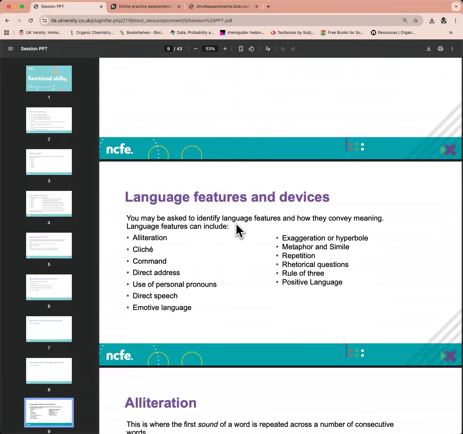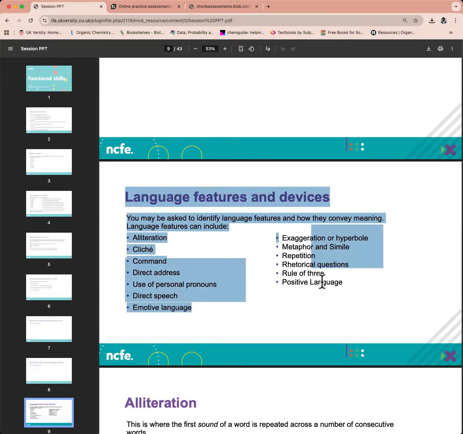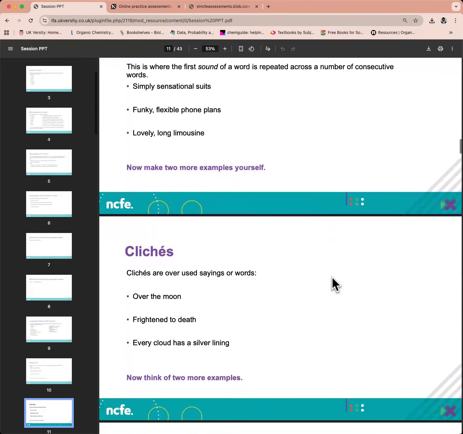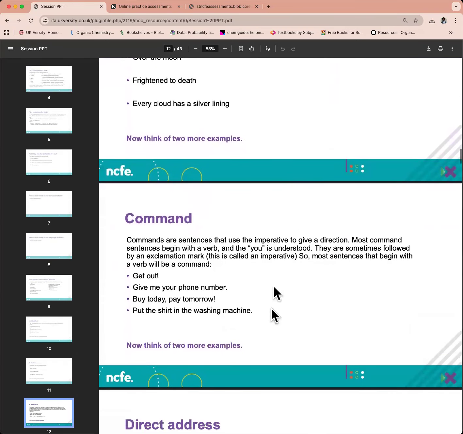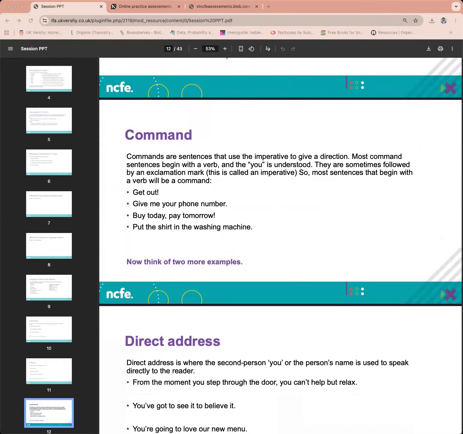Now, there are a couple of things that you look at. These are called language features, and these language features could be alliteration, cliche, command, direct address, use of personal pronouns, direct speech, emotive language, exaggeration, hyperbole, things like that. Now, what is the rule of three? You have to look at this in the presentation, because unless you know what the rule of three is in English, there is no way you'll be able to explain or pick out the exact phrase which is hinting towards the rule of three.